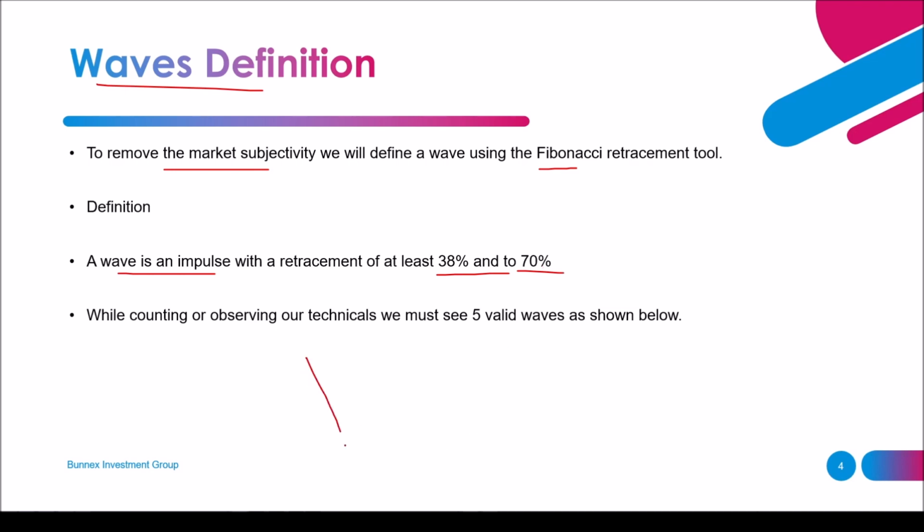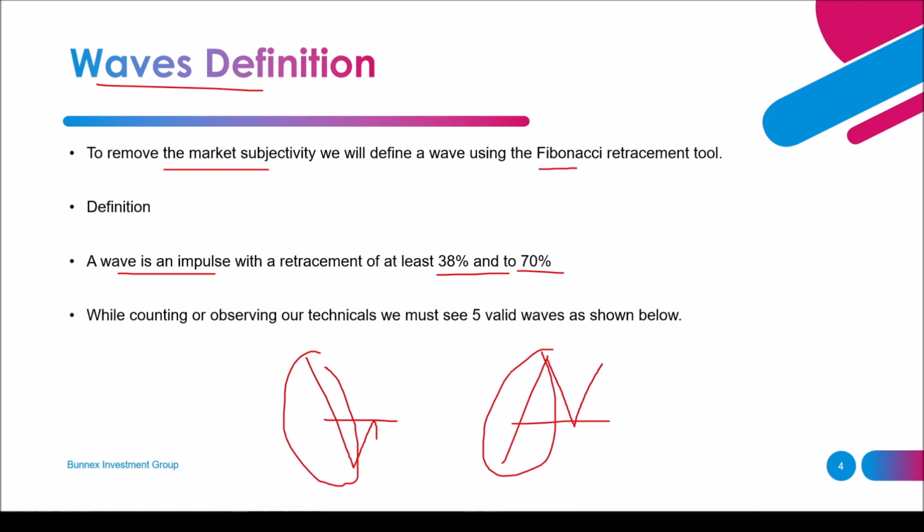We are saying when we see a drop or a rise, we only validate this as an impulse, as a wave, if we see a 38% retracement of this particular move, a retracement that will reach at most 70%. So we would say this is actually a wave like that. This is basically the rule that you need to take into consideration when validating these waves. So while counting or observing our technicals, we must see 5 valid waves as shown.